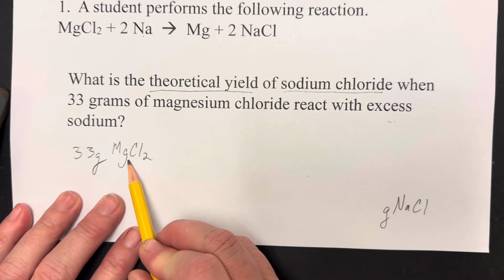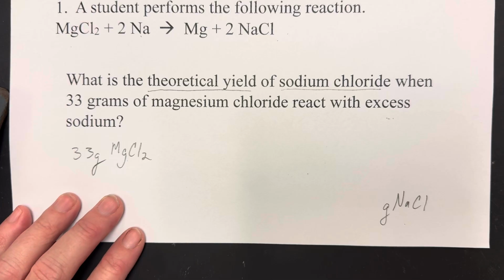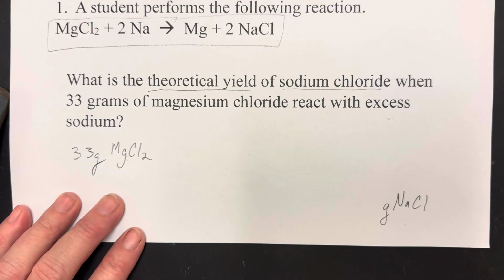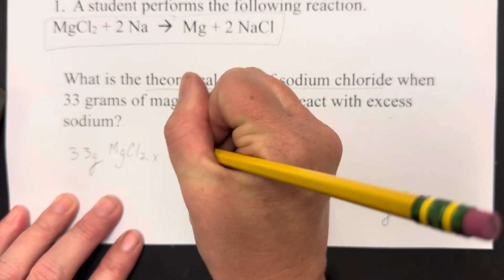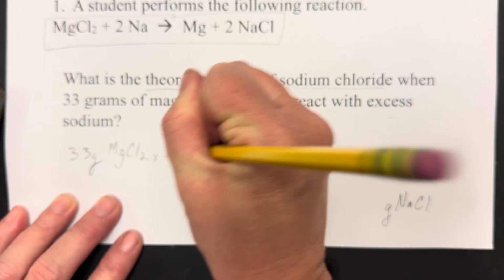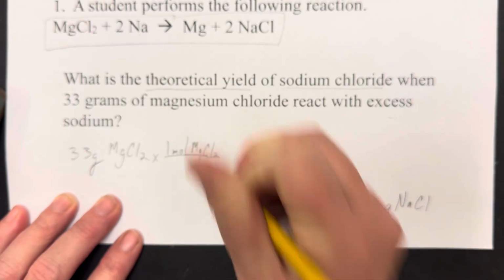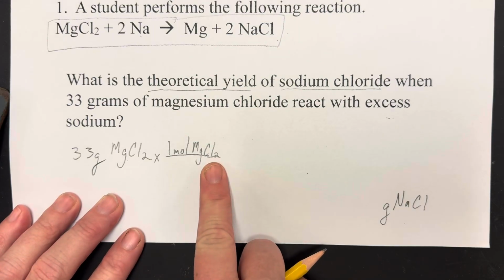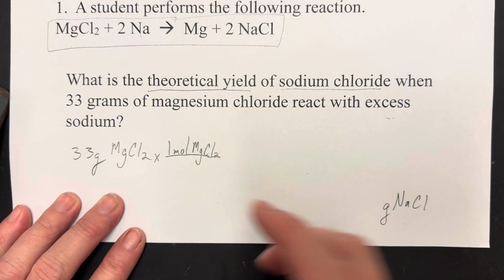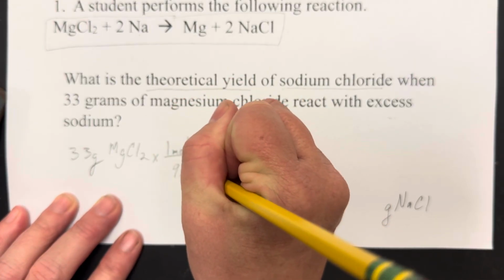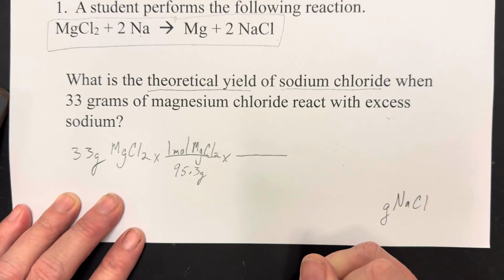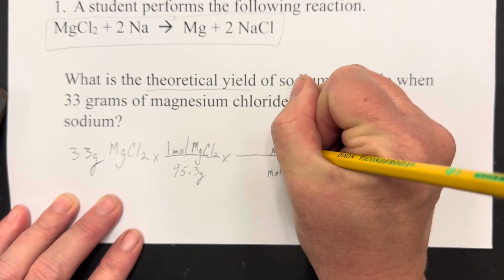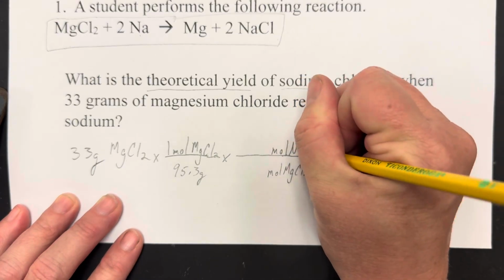Anytime you go from one substance to another, you must have a mole-to-mole ratio. We're going to get that mole-to-mole ratio from your balanced equation. So our first step is going to be to convert from grams to moles. 1 mole of MgCl2. You're going to look at your periodic tables, find the molar mass of magnesium chloride, so 2 chlorines and 1 magnesium, and you're going to find that that's 95.3 grams. Then you're going to do your mole to mole. I want to get rid of moles of magnesium chloride, and I want to go to moles of what I'm looking for, which is sodium chloride.